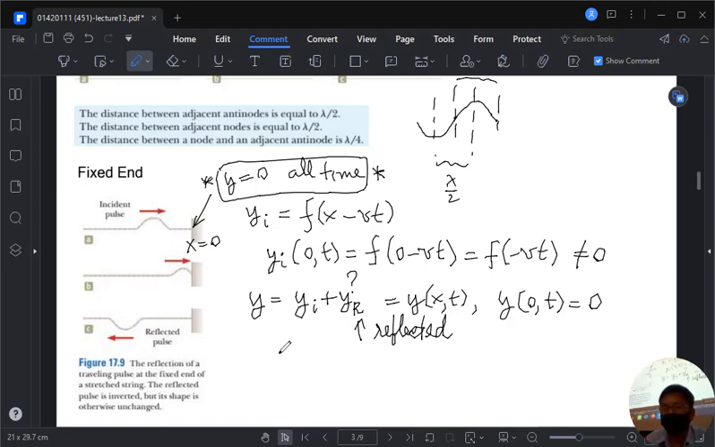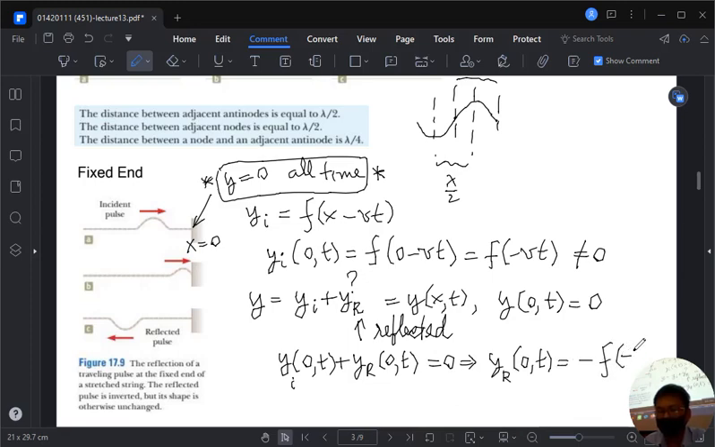Well, the only possibility is that y incident at (0,t) plus y reflected at (0,t) must be 0. So y reflected at (0,t) is minus f of minus vt, from up there. So what is y reflected? That's the only question left. What is y reflected as a function of x and t? This is something that you have to think about.